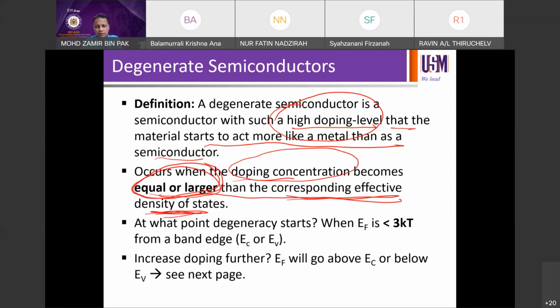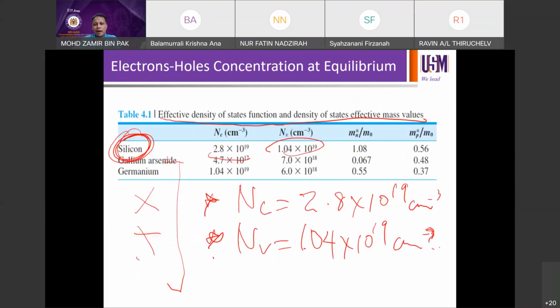How do you get this value? Or where do you get this value? The corresponding effective density of states. How do you know what is the value for this? Where to find it? You just have to go back to the previous page. Okay, effective density of states is already given for a specific semiconductor material.